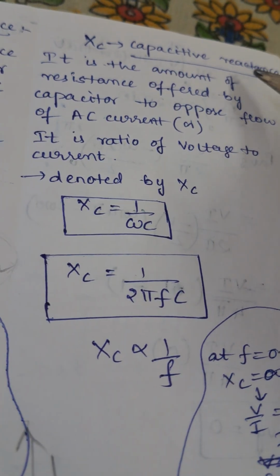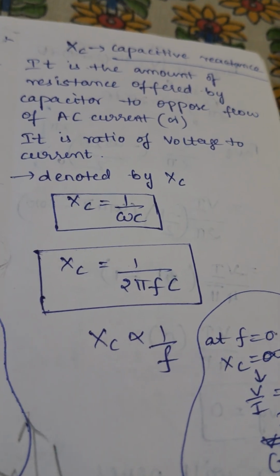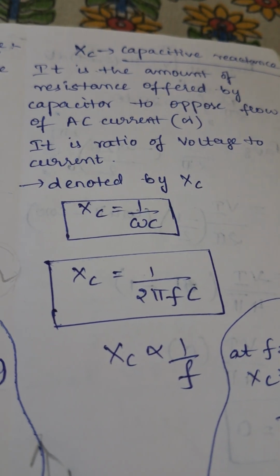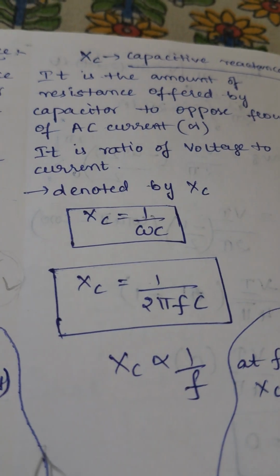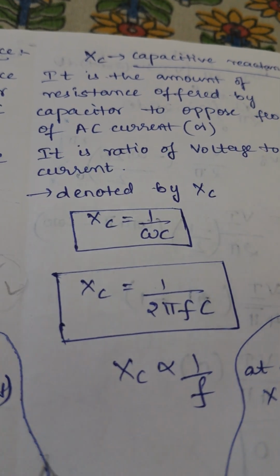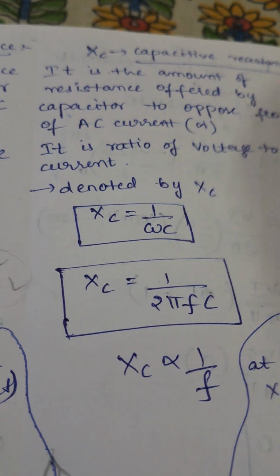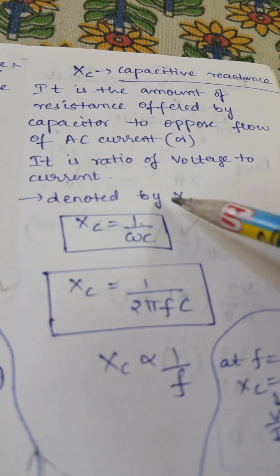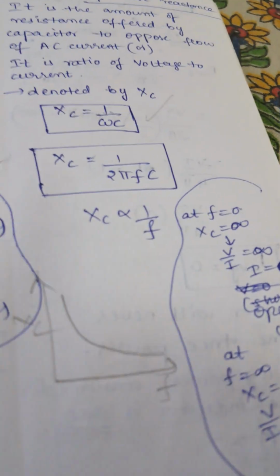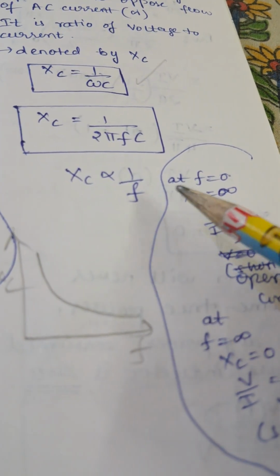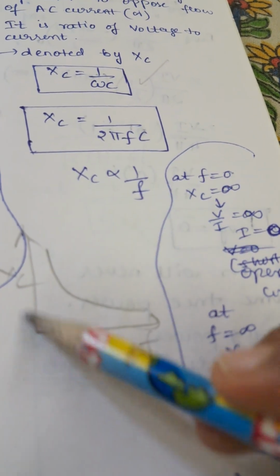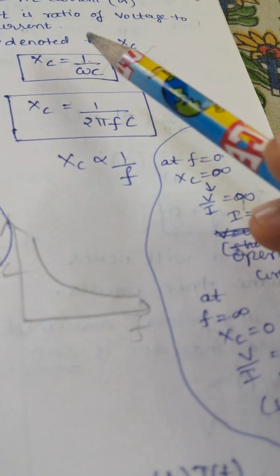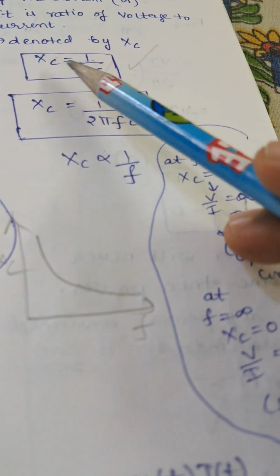So Xc is capacitive reactance. It means how much resistance the capacitor applies to oppose the flow of AC current is known as capacitive reactance. It is denoted by Xc. Xc is 1 by omega C, which is 1 by 2 pi F C. Xc is inversely proportional to F, so the graph will look like this, and when F is 0, Xc will be infinite.